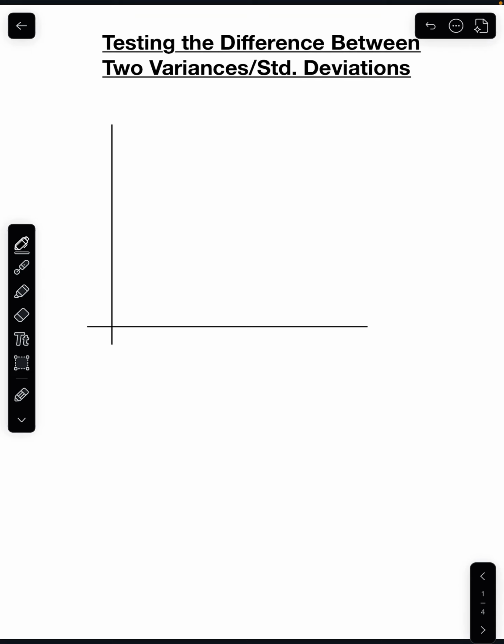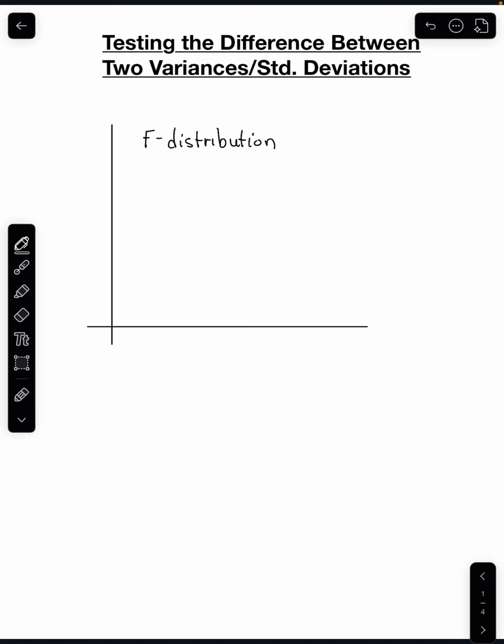In this lesson, we will discuss testing the difference between two variances or standard deviations from two different samples. To do so, before we can begin, we need a new type of distribution called the F distribution. The F distribution shares some similarities to the chi-squared distribution in much the same way that the T distribution shares some similarities to the normal distribution.